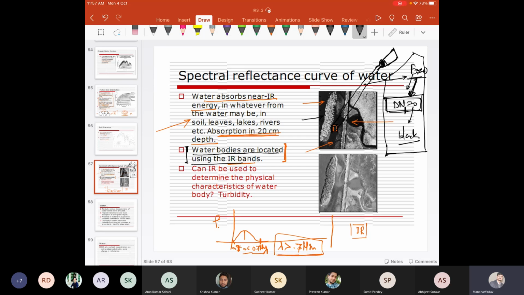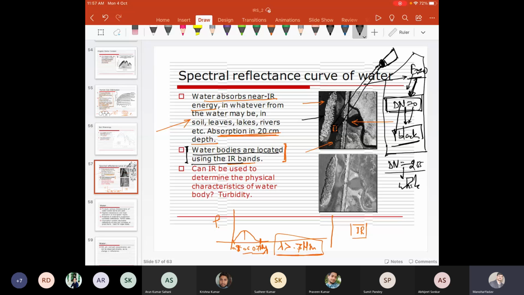When DN is zero, there is an algorithm through which we assign color to the grid. We can give a color to the DN number. So the lowest DN number is 0 in a grayscale image, and the highest, if it is an 8-bit image, is a DN of 255. This is the highest DN number. For this we assign white color.